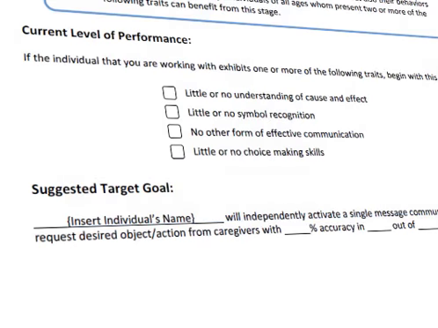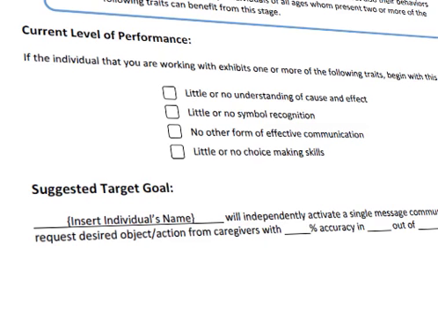The current level of performance is going to be what they are doing now. So, for instance, in this stage, it says little or no understanding of cause and effect, because this is the very beginning. No other form of effective communication. They are communicating if they're using facial gestures, if they're crying, they're communicating, but we're talking about functional, effective means of communication.